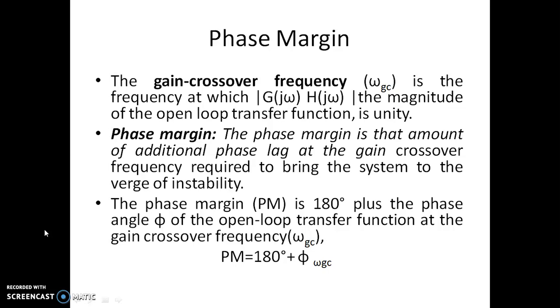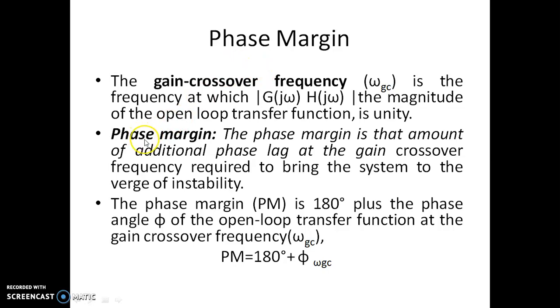Before we define phase margin, let us try to understand the gain crossover frequency. Gain crossover frequency is that frequency at which the magnitude of the open loop transfer function is unity, that is, 1. It is that frequency where the magnitude plot crosses the 0 dB line or unity line.